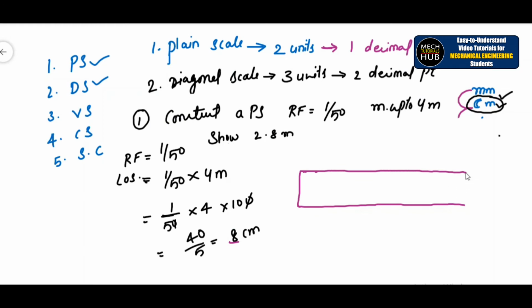Alright, something of this kind. So we got a scale of 8 centimeters. This is fine. But on the same scale we need to measure 2 units. Two units have to be measured: one is meter, and next to meter is decimeter. Okay, 2 things need to be measured.